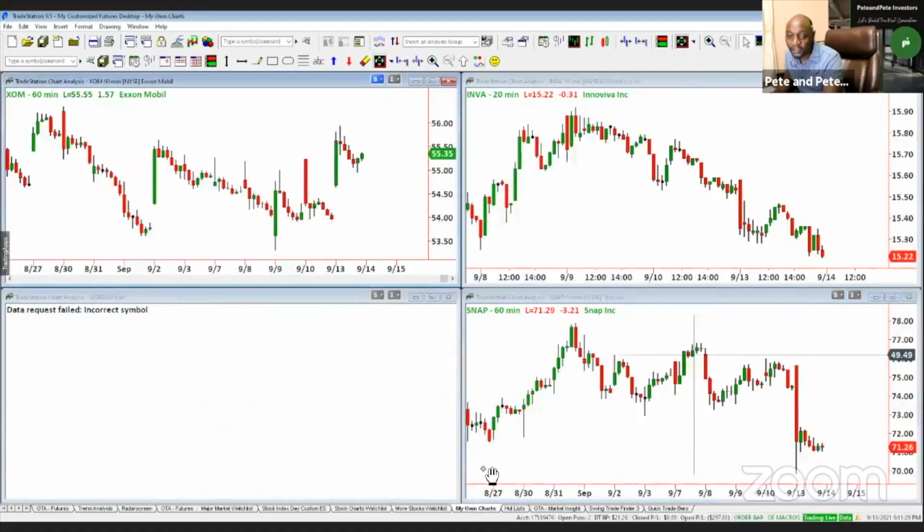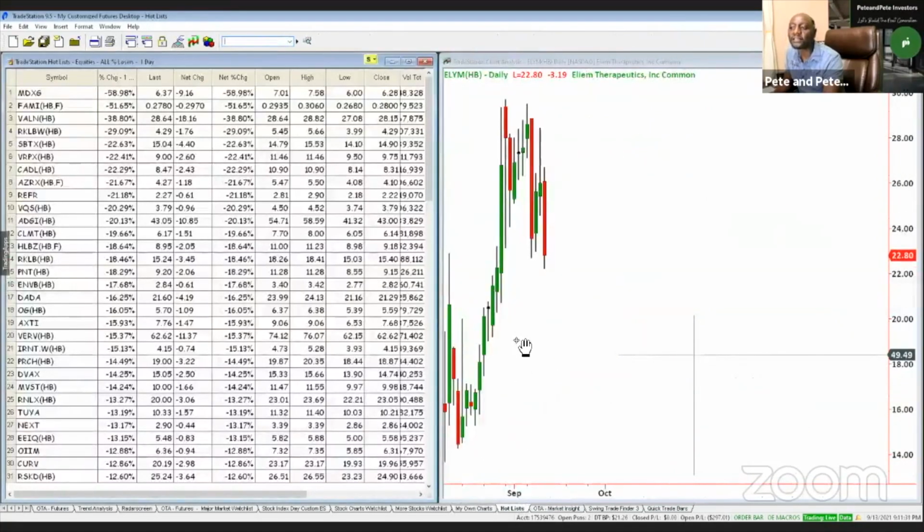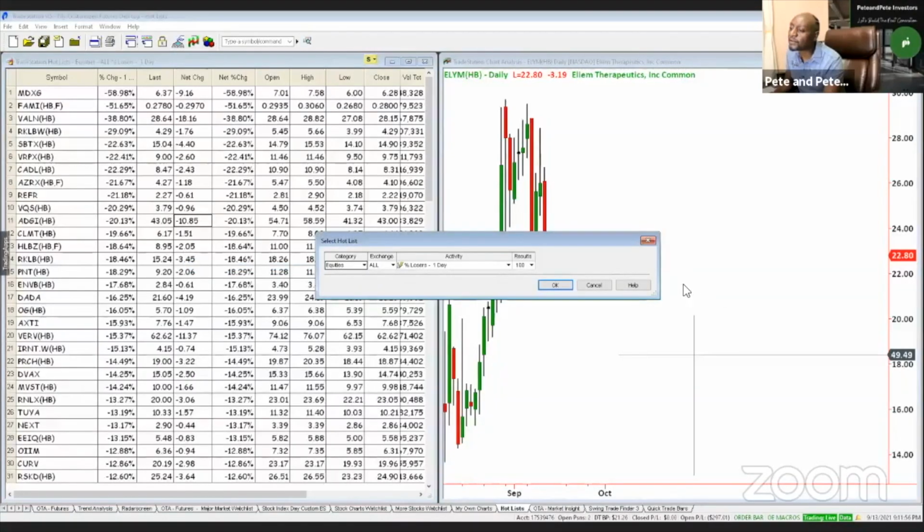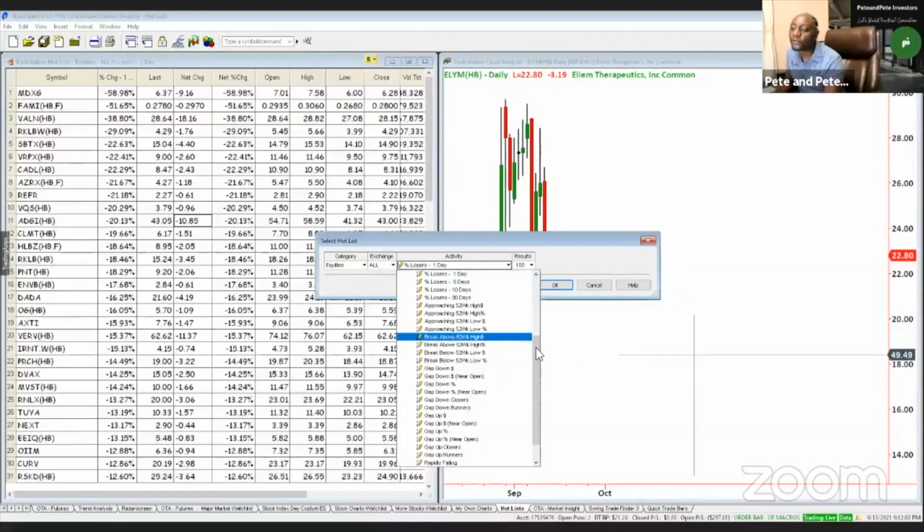Okay, let's see. There's one more here, Hotlist. So TradeStation has a hot list. The only other place that I think has a hot list is Tastywork. What a hot list does is you can format the ticker symbols so that if you, let's say you're looking for gap up and gap down, or losers by percentage in a day or 5 days or 10 days. So it gives you data for what you're looking for.